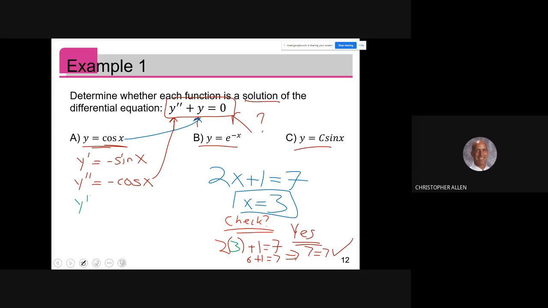In other words, y double prime plus y equals 0. Well, is it true that negative cosine of x plus y, what was y? Oh, there's y. Cosine of x, is that equal to 0? Well, it doesn't take a rocket scientist to figure out that negative cosine of x plus the cosine of x is a 0, and a 0 equals 0. So is it a solution? The answer is yes. Does that make sense?